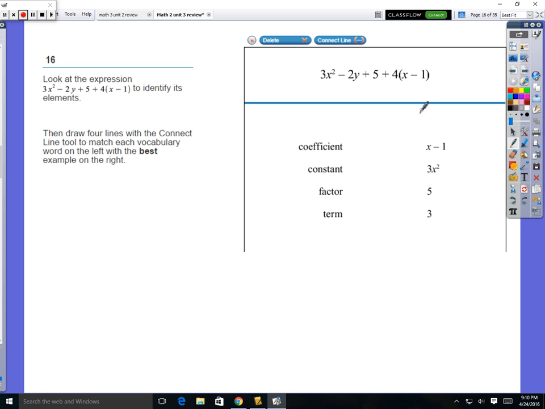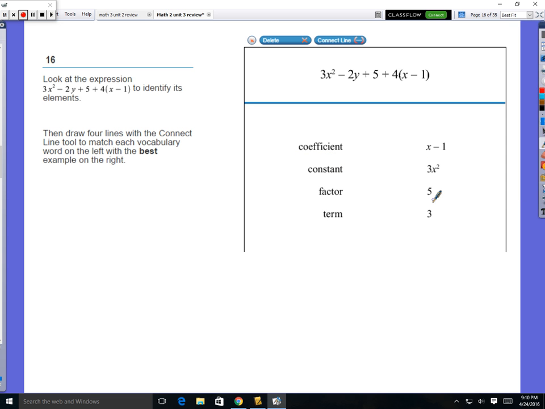16. Look at this to identify its elements. Oh, this might not be too bad. Okay. Here we go. Coefficient. So I guess we have to draw a line and mix and match. So the coefficient I can choose is either a 5 or a 3. Let's look. Okay, it's not the 5. 5 is going to be constant. So constant goes to 5. 3 goes to coefficient.